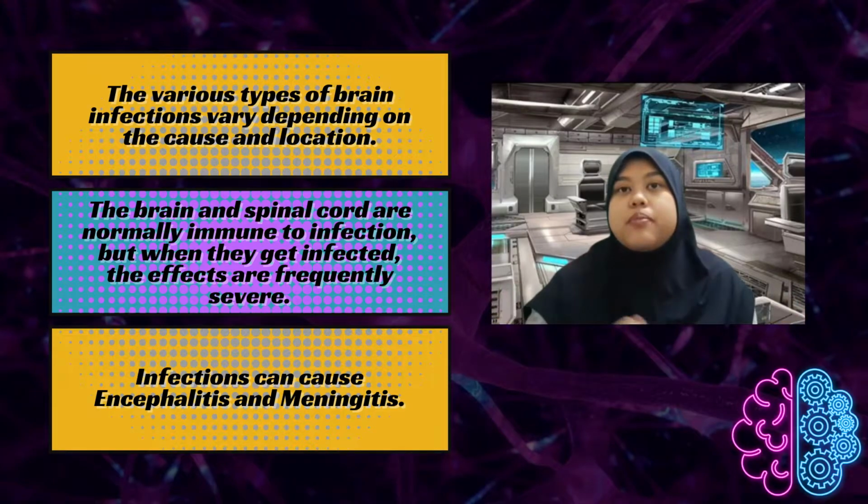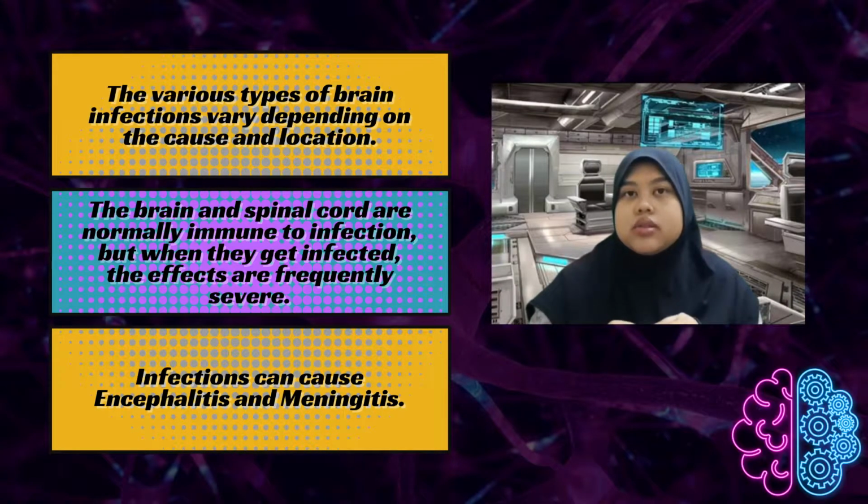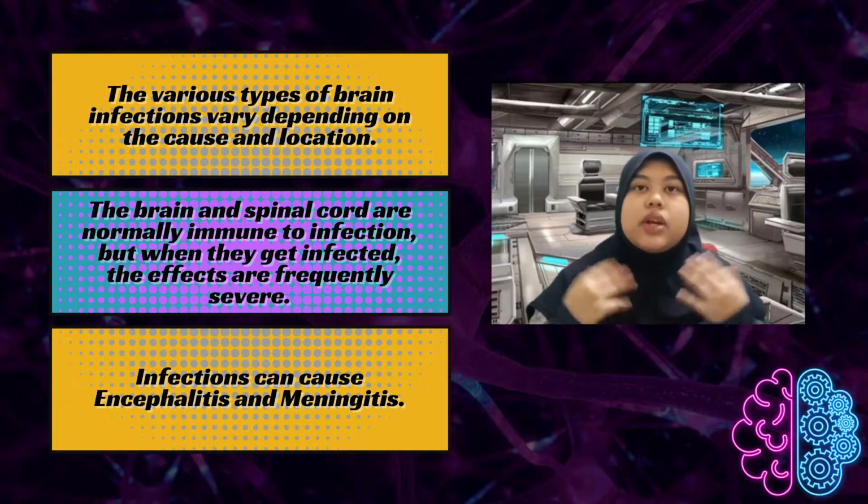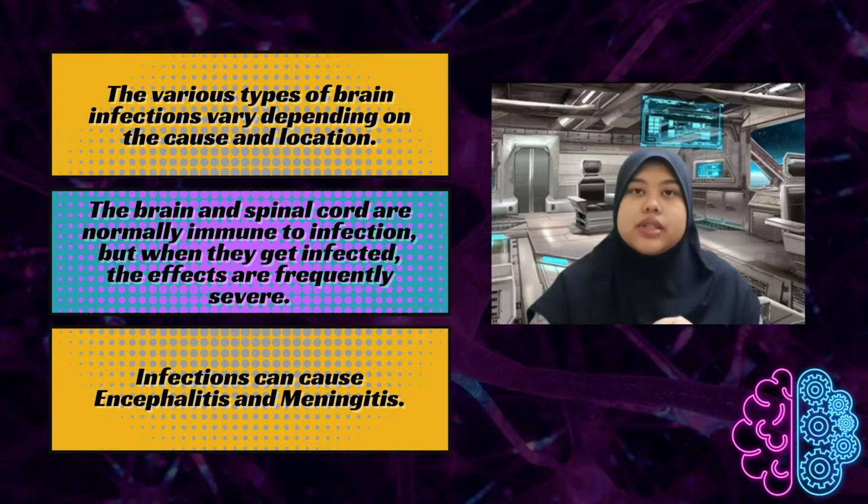The various types of brain infections vary depending on the cause and location. Brain infections frequently affect other parts of the central nervous system, including the spinal cord. The brain and spinal cord are normally immune to infection, but when they get affected, the effects are frequently severe. Autoimmune encephalitis, AE, is a type of brain inflammation in which the body's immune system targets healthy brain and spinal cord cells and tissue. Infection can also cause meningitis, which is inflammation of the layers of tissue that protect the brain and spinal cord, which is the meninges.